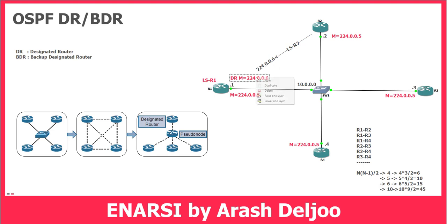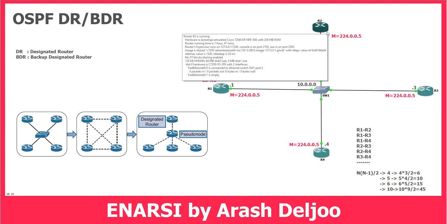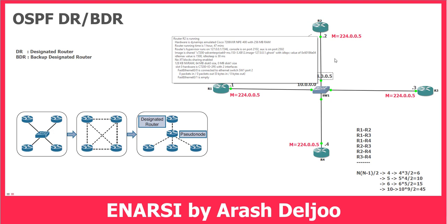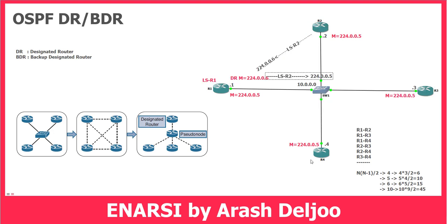After that, the DR should send the link state received from router 2 in another update to all other routers, for example to 224.0.0.5. This IP address is now available on router 2, router 3, and router 4. Because of that, this packet is received by router 2, router 3, and router 4. Router 2 should discard it, router 3 should accept it, and router 4 should accept it.